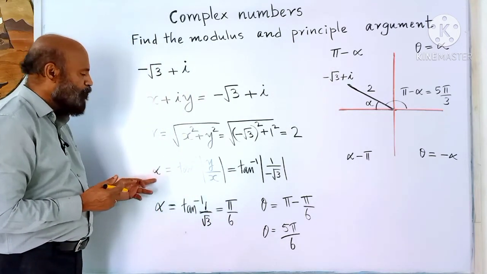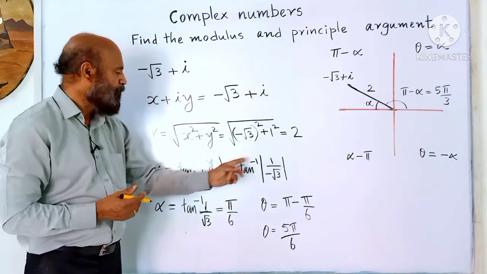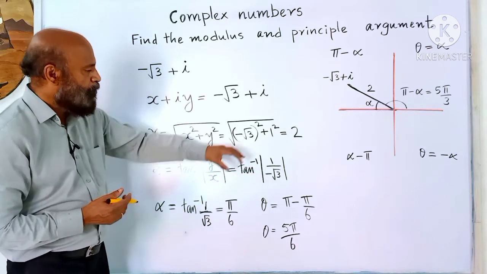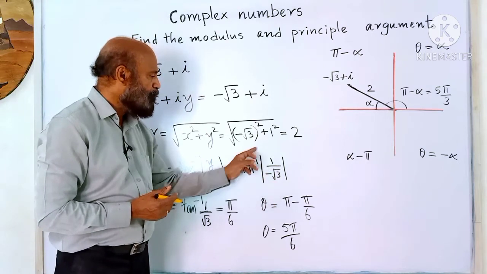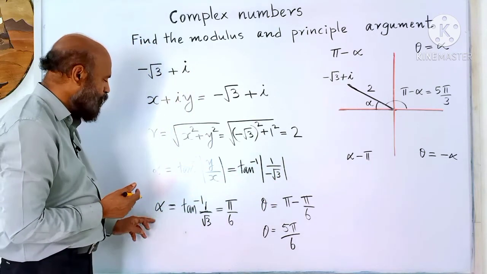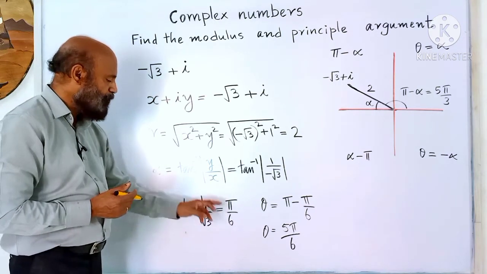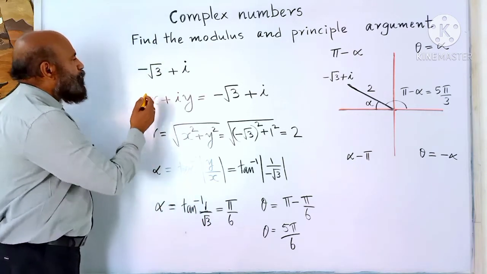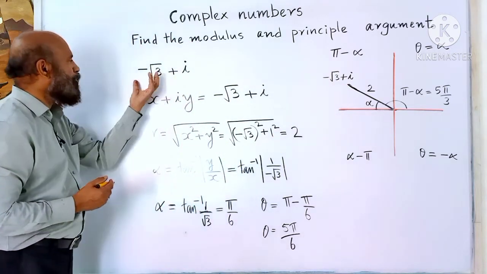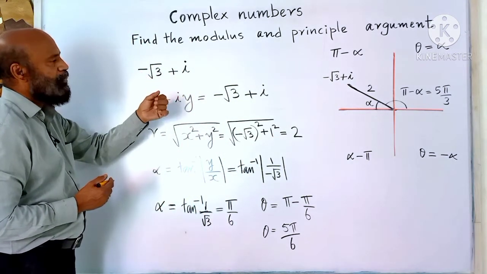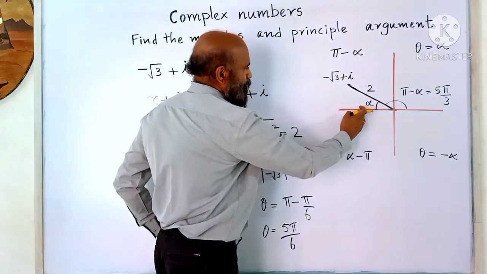Next we have to get the principal argument. For that, first we have to get alpha. Alpha is equal to tan inverse modulus of y by x. Y is 1, x is minus root 3, modulus of 1 divided by minus root 3. So this modulus is 1 by root 3. So alpha is tan inverse 1 by root 3, that is pi by 6. Here the complex number is in the second quadrant because the real part is negative and the imaginary part is positive. x is negative, so it is in the second quadrant.